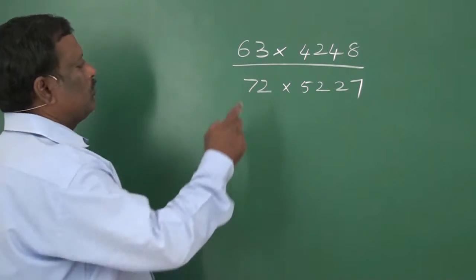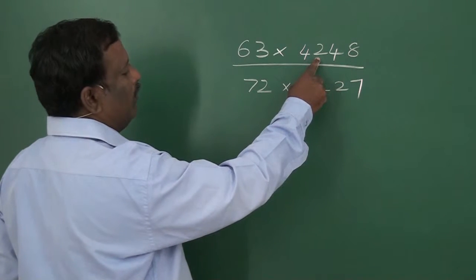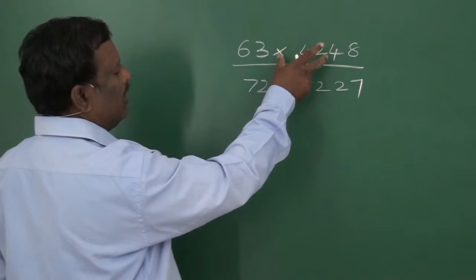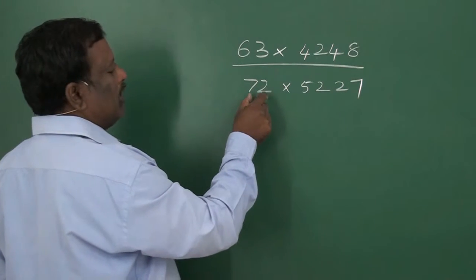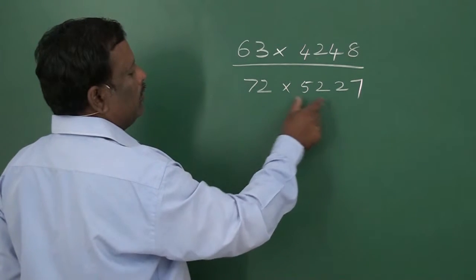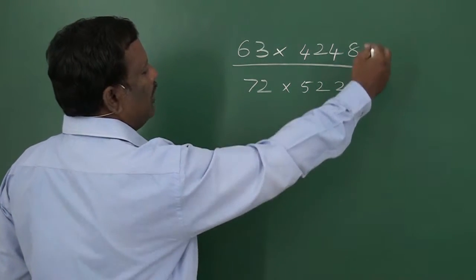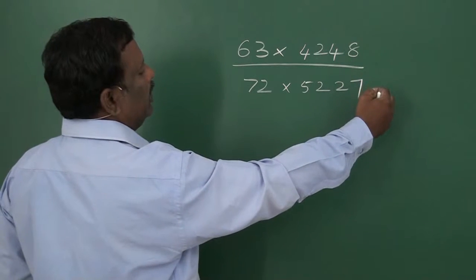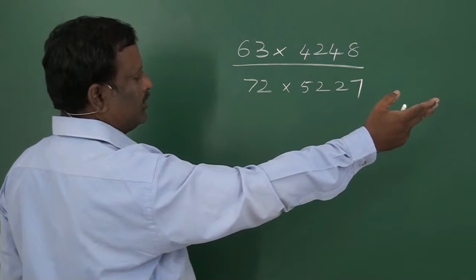Now here what you have to do: log 63 plus log 4248. If you add those two logarithmic values, you will get the log value for the product. Similarly, log 72 plus log 5227. When you add these two, you will get the log value for the product of these two. On subtracting the denominator from the numerator, you will get the log value of the answer.